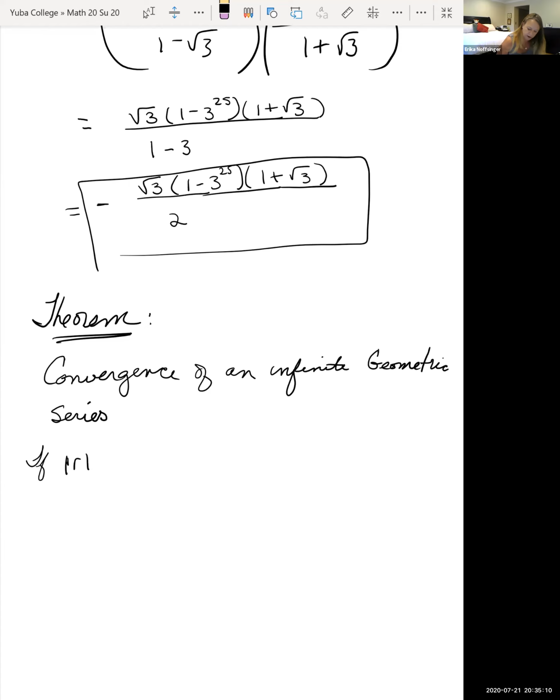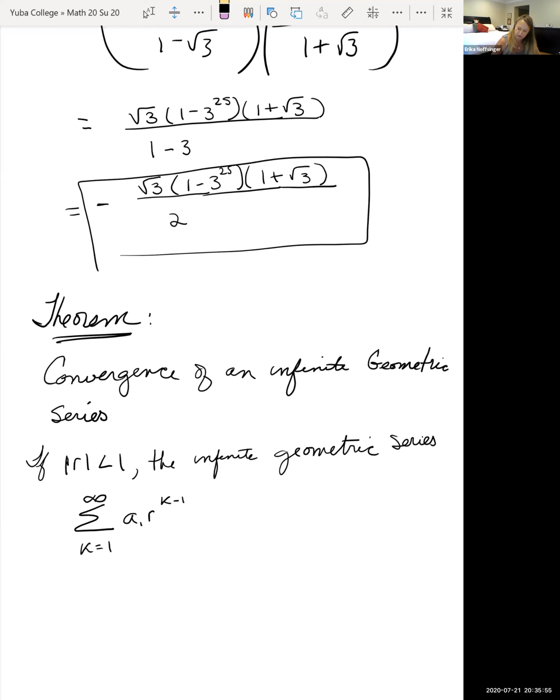So if the absolute value of r is less than 1, so if that common ratio, that absolute value is a number between 0 and 1, or if that value r is between -1 and 0, not including 1, the infinite geometric series, which is written as the summation k equals 1 to infinity of a sub 1 r raised to the k minus 1 power, converges, and its sum is a sub 1 all over 1 minus r.